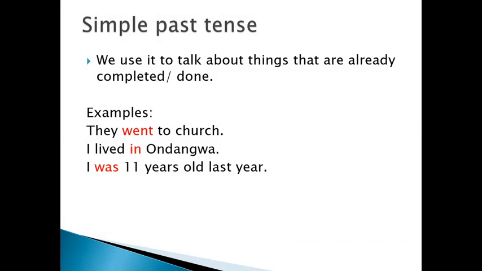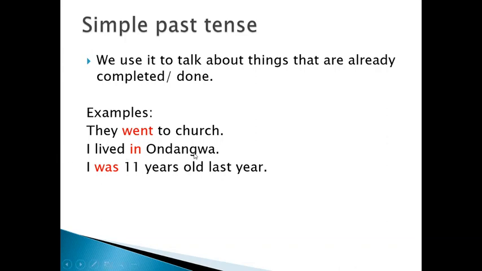Okay, let's move on to the next tense, which is simple past tense. We use simple past tense to talk about things that are already completed or that are already done, things that happened already. For example, they went to church, meaning they are not yet to go, they are not going now, but they went already, probably yesterday.